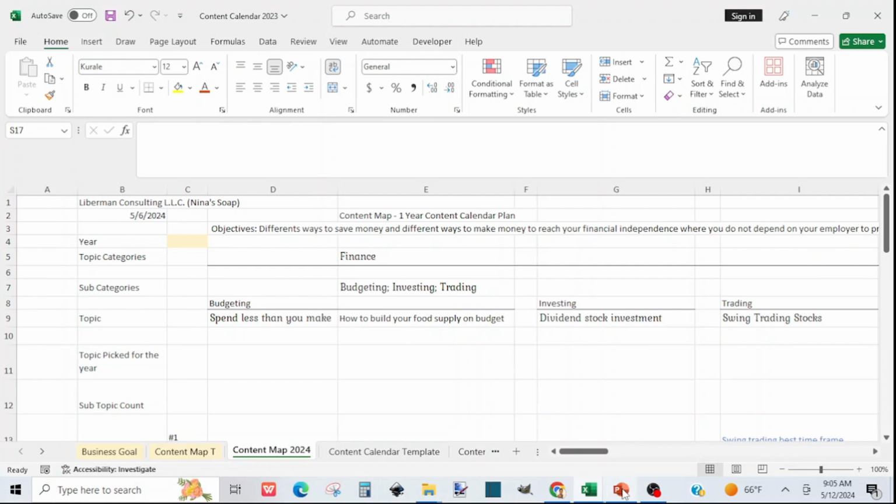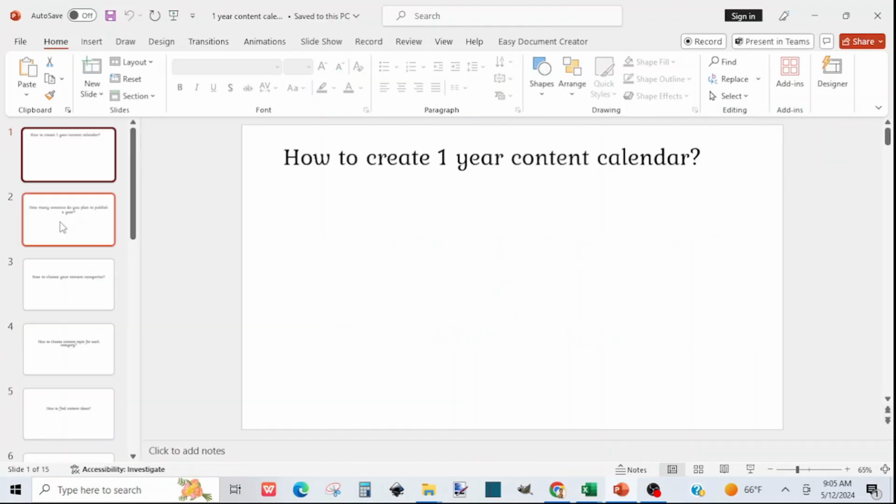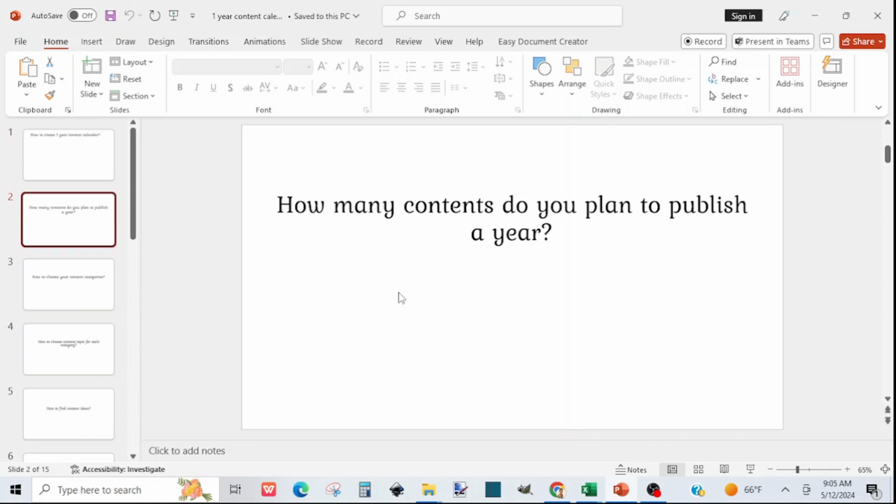So the first step in the process is to ask yourself how much content you plan to publish a year. If I use myself as an example, I like to publish 52. Let's say I like to publish one content a week, and having 52 weeks a year, that is 52 content a year.